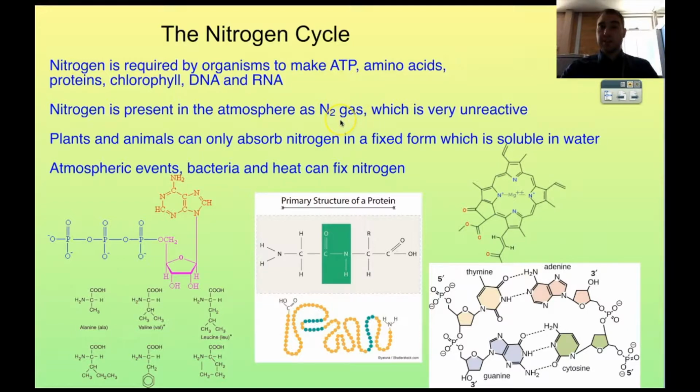Nitrogen is present as nitrogen gas, which is particularly unreactive because there's a triple bond between the two nitrogen atoms. Plants and animals can only use nitrogen in a fixed form, and that fixed form has to be soluble in water. Now, there are a few ways to fix nitrogen: atmospheric events like lightning, volcanoes, lots of high temperature events, and specific species of bacteria. They can fix nitrogen and turn it into a form that is soluble and able to be absorbed by plants, which is an important start to the nitrogen cycle.